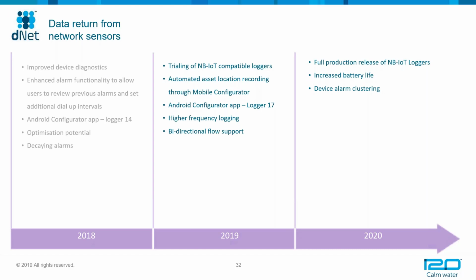Moving on to DNet, we've improved device diagnostics and enhanced alarm functionality, allowing users to review previous alarms and set additional dial-up intervals. This year, we're also working on an Android configurator app for Logger 2017, which was launched for Logger 14 last year. We're also currently working on automated asset location recording through Mobile Configurator, and we'll be trialling NB-IoT compatible loggers.